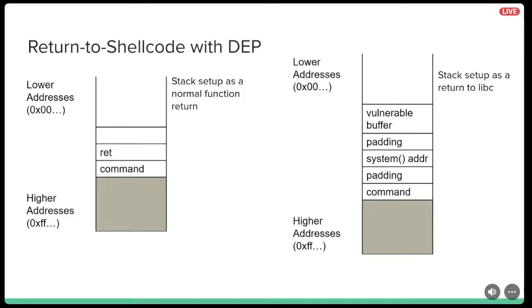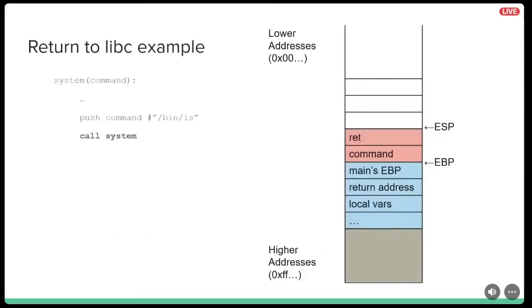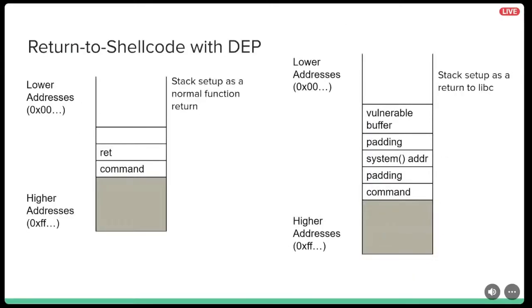Whereas on the right, if there was a buffer that we wanted to insert, to perform a libc attack with, again you have the buffer, you have the padding to overwrite the old EBP, then you have the address of wherever system is in that program, and then the padding, where again you can put the address of some other function if you want it to exit cleanly, and then whatever argument you want. In this case, we want /bin/ls to get executed. So we put that command.